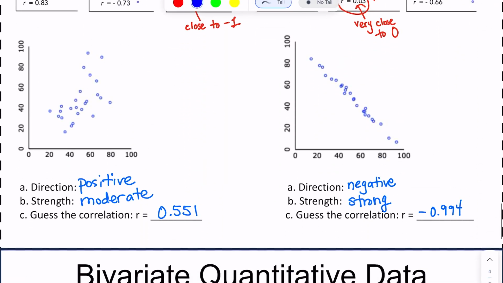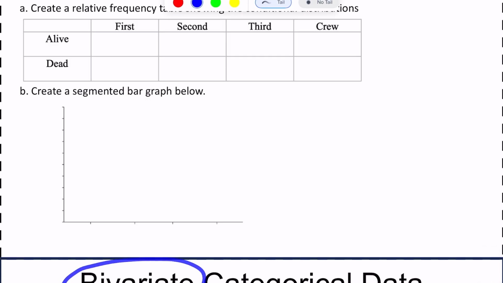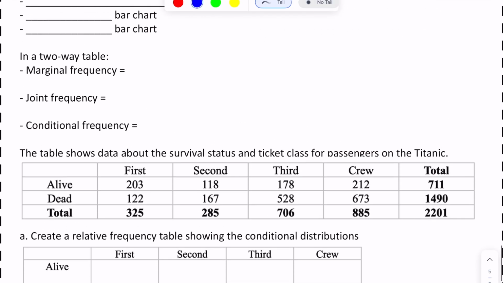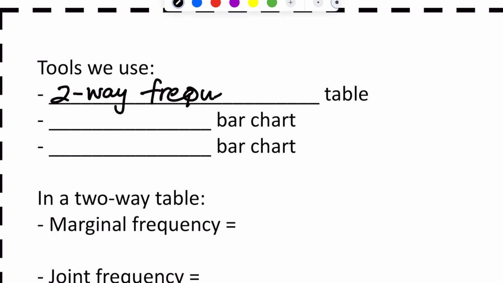Alrighty. We're on to the final flap. Bivariate categorical data. So again, bi means 2. So we have 2 categorical variables, and usually we want to see if they're related. And there are 3 tools that we learned about for dealing with bivariate categorical data. The first was we learned all about two-way frequency tables. And then we learned about 2 types of graphs that we can make. We saw grouped bar charts, and we saw segmented bar charts.